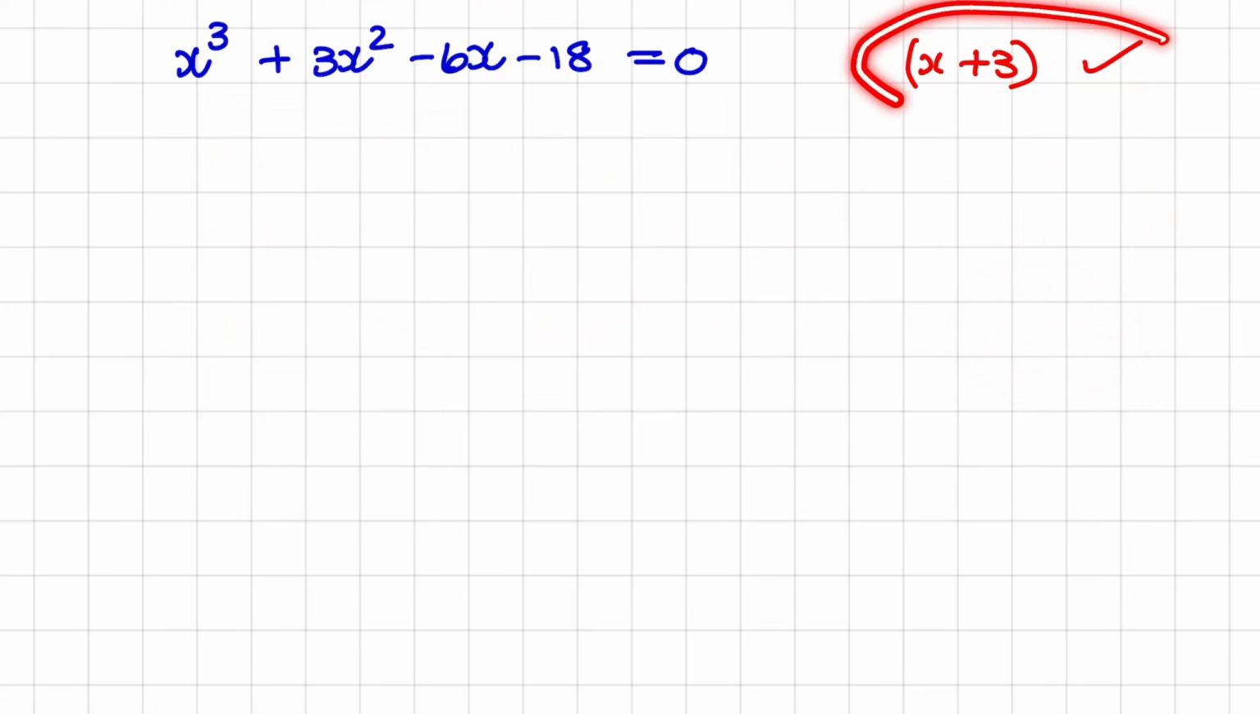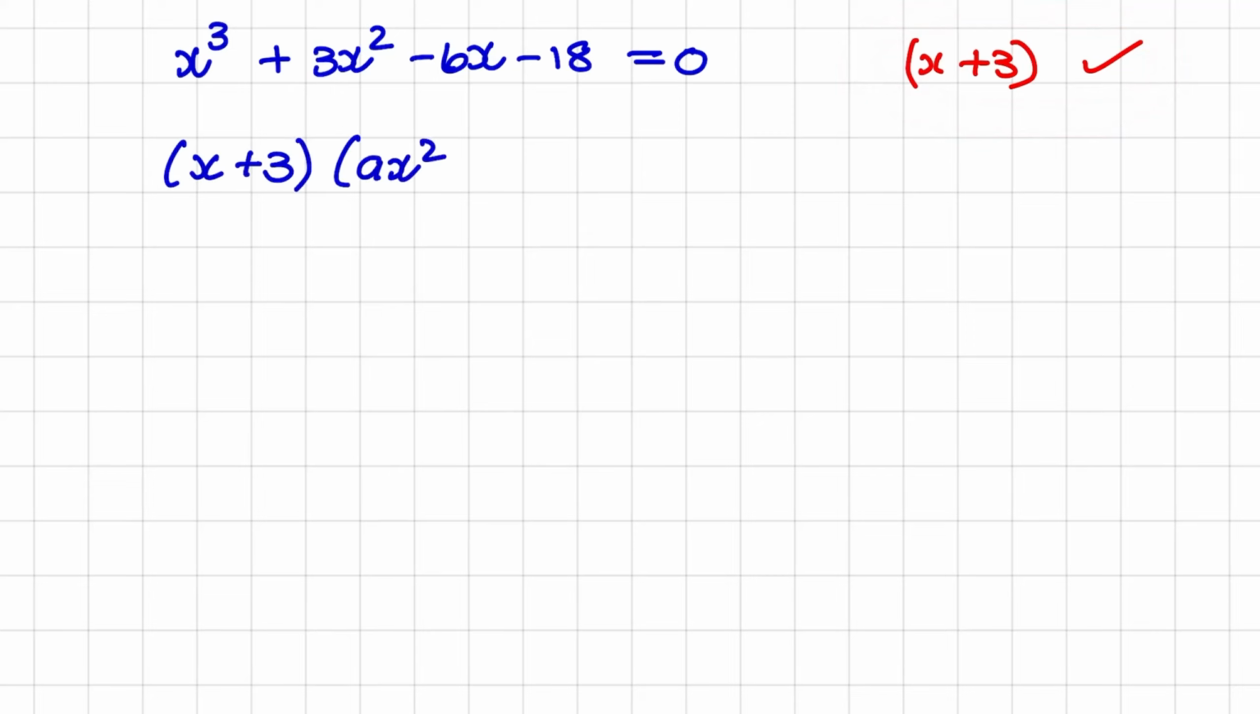So now that we have x plus 3 as a factor, we can create a bracket where it says x plus 3 times ax squared plus bx plus c equal to 0. So we have partially factorized this cubic expression. Now to find the value of a, I say the first term in the first bracket times the first term in the second bracket must lead to x cubed. So therefore, a is equal to 1.